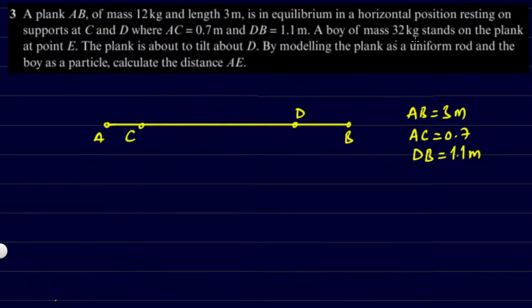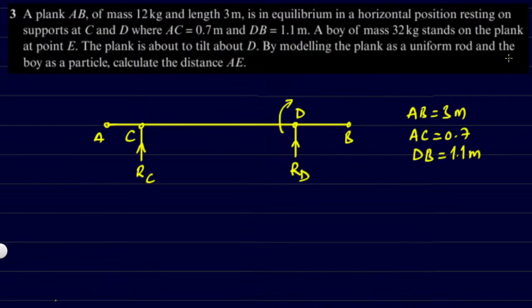A boy of mass 32 kg stands. So supports are there. Supports means we'll have upward reactions. So we'll have RC and RD. These are the support reactions. Now a boy of mass 32 kg is standing on the plank at point E. And when he's standing at E, the plank is about to tilt about D. Tilt about the point D means it will tilt about this point, right?